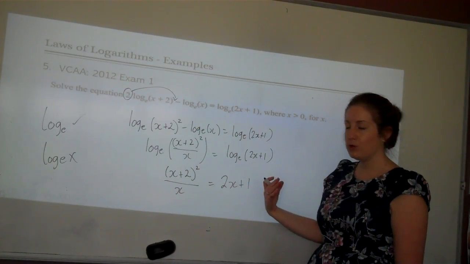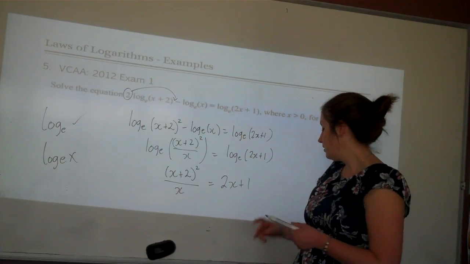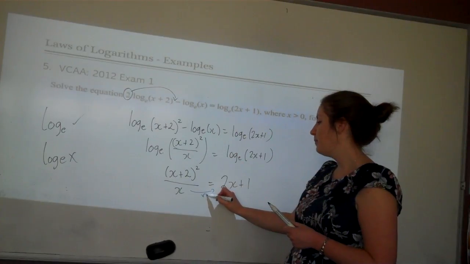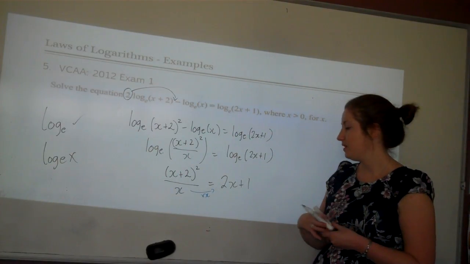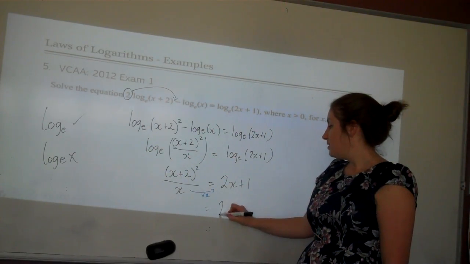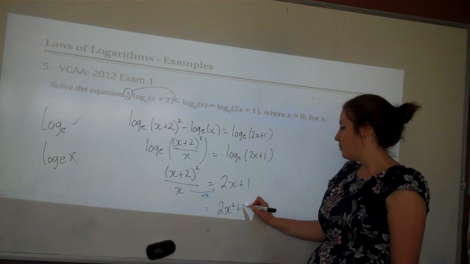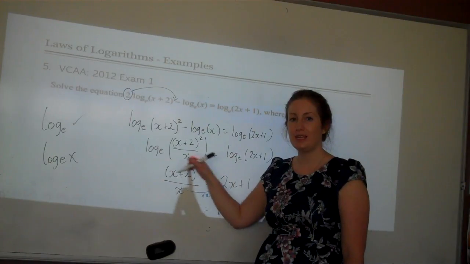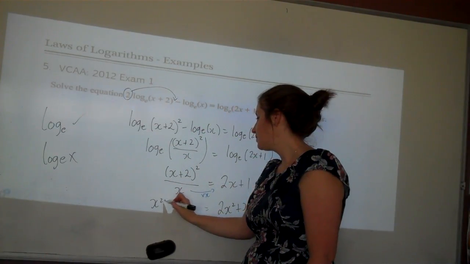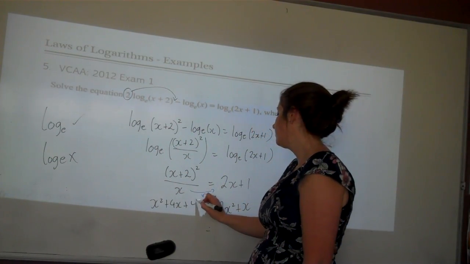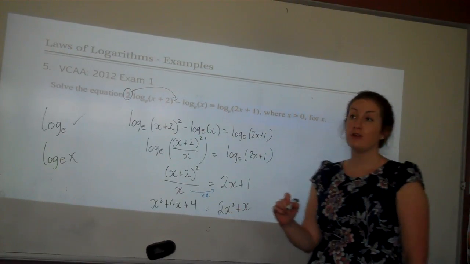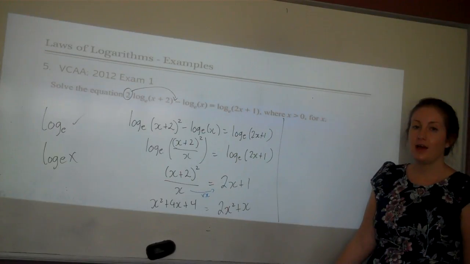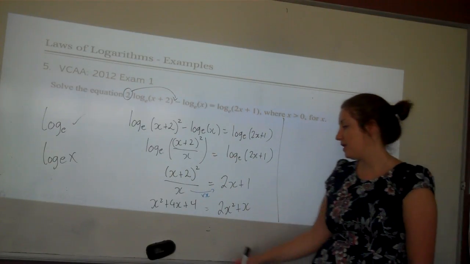Otherwise, if you're wanting to keep watching, we can multiply. I want to move this x, so I'm going to multiply both sides by x. That would give me 2x squared plus x. At the same time, I'm going to expand this bracket here, which would give me x squared plus 4x plus 4. This is now quite a straightforward equation to solve.